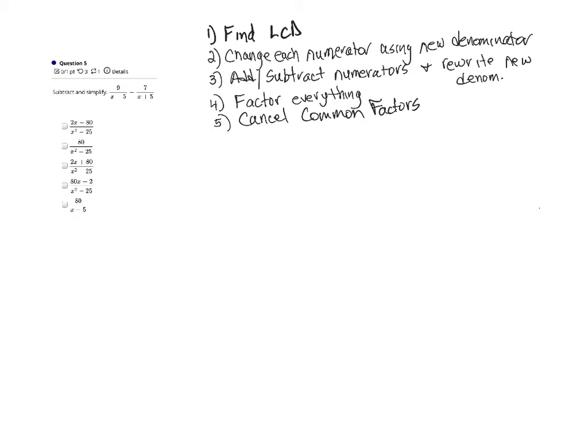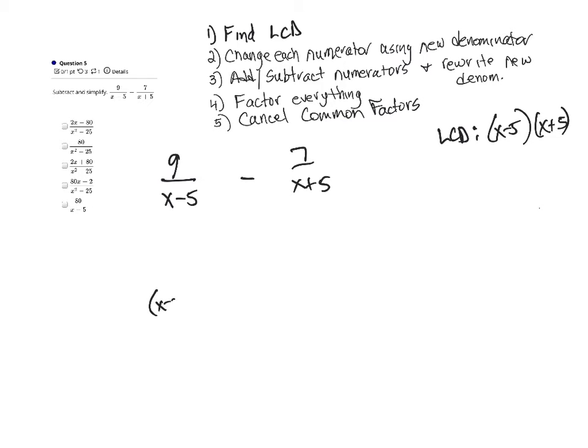This is a similar one. 9 over x minus 5 minus 7 over x plus 5. All right, so we want to figure out the LCD. We're looking at the denominators. We have a denominator of x minus 5, and we have a denominator of x plus 5. So those are two different ones, so I have to include both of those in my common denominator. So I'm going to have x minus 5 and x plus 5. That's going to be my new denominator.